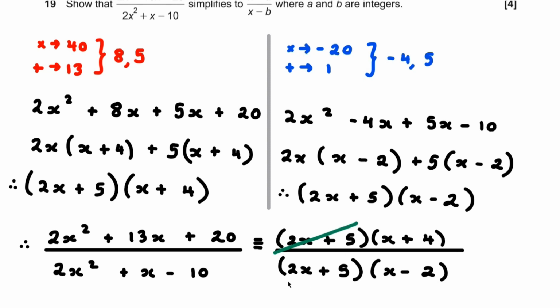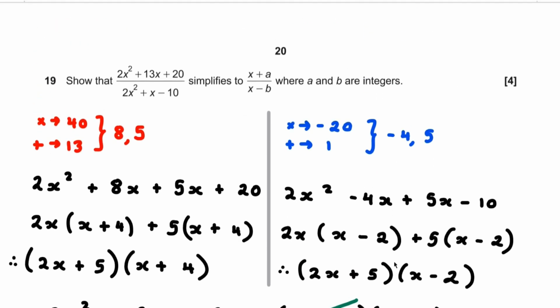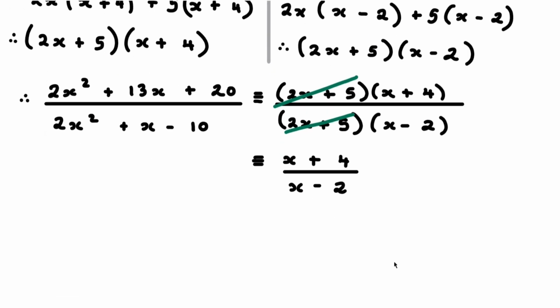So I've got 2x plus 5 on the top and the bottom, simplifying to 1. And then I end up with x plus 4 over x subtract 2. And that's what we wanted to show.